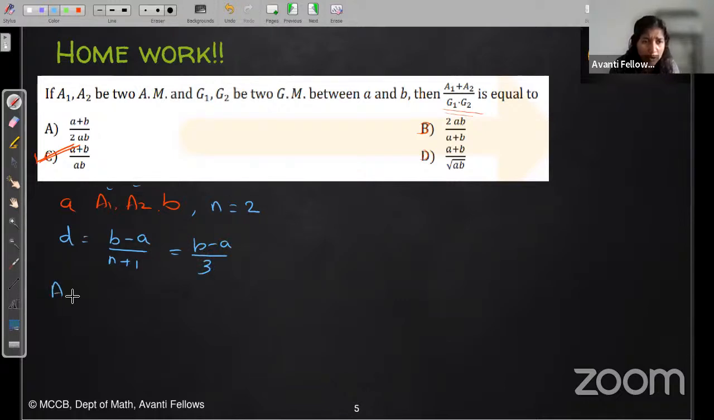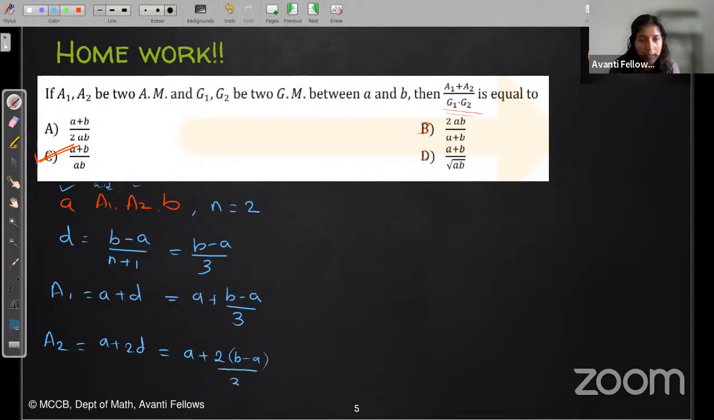So what will A1 be equal to? A1 equals A plus D, right? Because it's the second term: the first term is A, the second term will be A plus D. So A plus D is nothing but A plus (B minus A) divided by 3. Similarly, what will A2 be equal to? A2 will be equal to A plus 2D. It will be equal to A plus 2 into (B minus A) divided by 3.